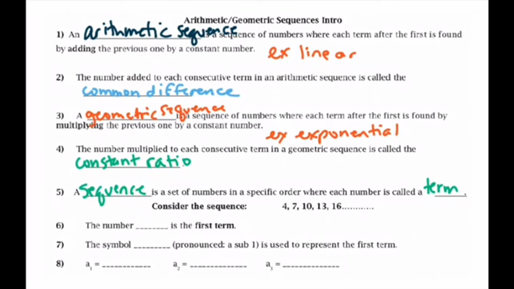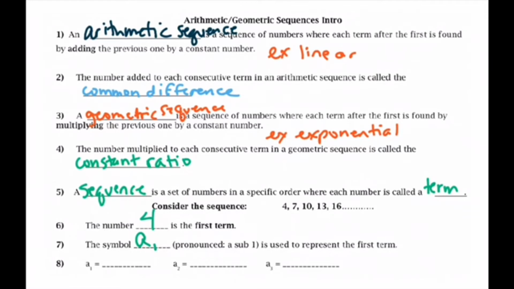Let's take a look at the first sequence. It says, consider the sequence, and I'm sorry I can't zoom in on this, but consider the sequence 4, 7, 10, 13, 16, and so on. Okay? So the number blank is the first term. What is the first term in this sequence? 4. Let's say it out loud. 4. Okay. The symbol that we use to represent the first number in the sequence is A sub 1. It's an A with a little 1 as a subscript. We say A sub 1 for that, not A1. It's not steak sauce. Okay? A sub 1 is what that is called. And that's what we use to represent the first term a lot.